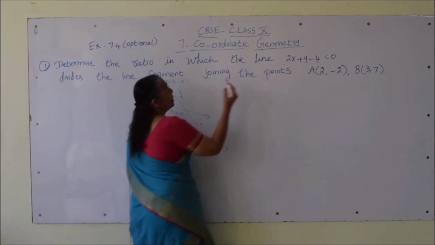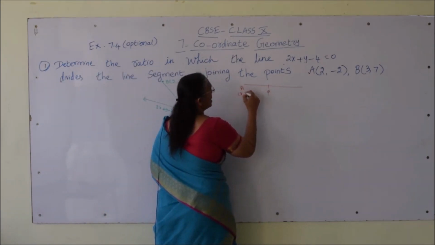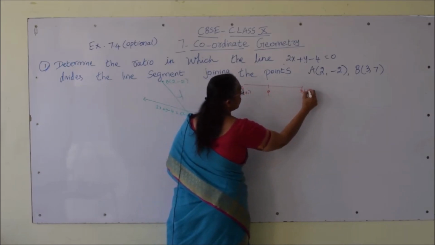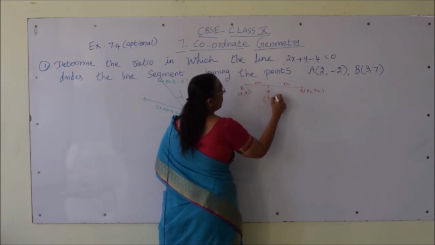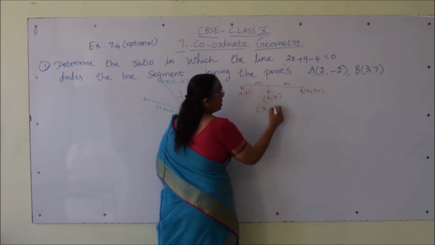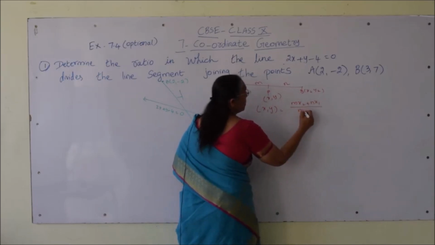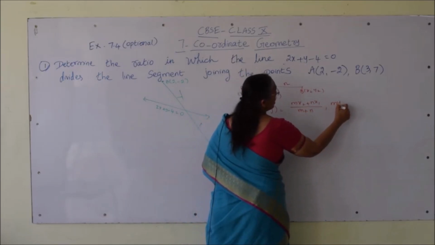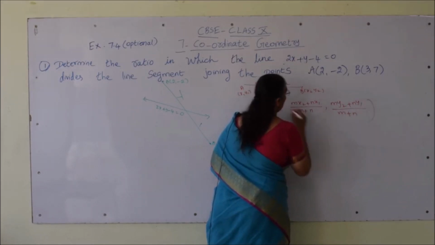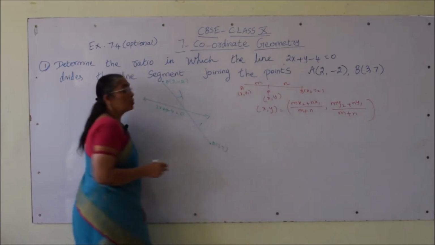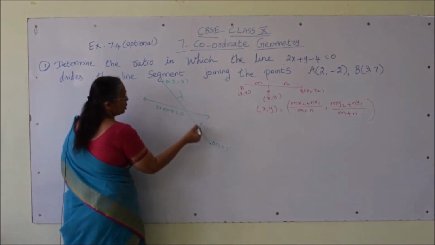If P is a point which divides the line segment joining the points (x1, y1) and (x2, y2) in the ratio m is to n, and P is the point (x, y), then (x, y) is given by ((mx2 + nx1)/(m + n), (my2 + ny1)/(m + n)). This is the section formula. We are going to use this formula to find the ratio, so here we consider the ratio as lambda is to 1.